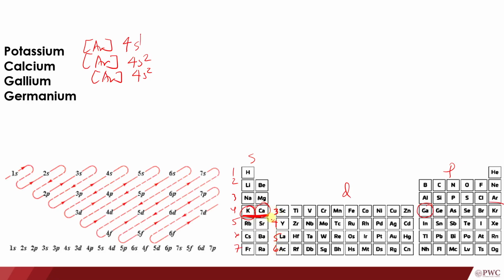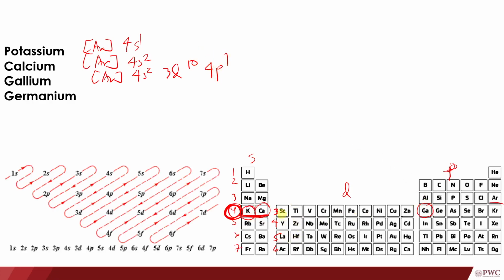So this one is 3. Then again, we have D. Then we have 1, 2, 3, 4, 5, 6, 7, 8, 9, 10. So we have 3D10. After we go to the 3D10, we now go to gallium, which is on the P block over here. And again, the same numbering over here. So that's 4P1.